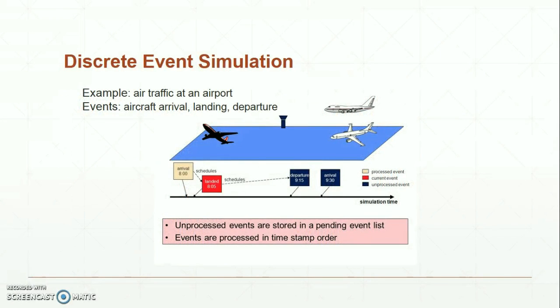So for our example, we're looking at the air traffic at an airport, and here our discrete events are the aircraft arrival, landing, and departure times. And here we can see the time that it begins and the time that we're going to end our simulation, and then we see that all the unprocessed events are stored in this pending list. So it covers all those bases that a discrete event simulation needs.